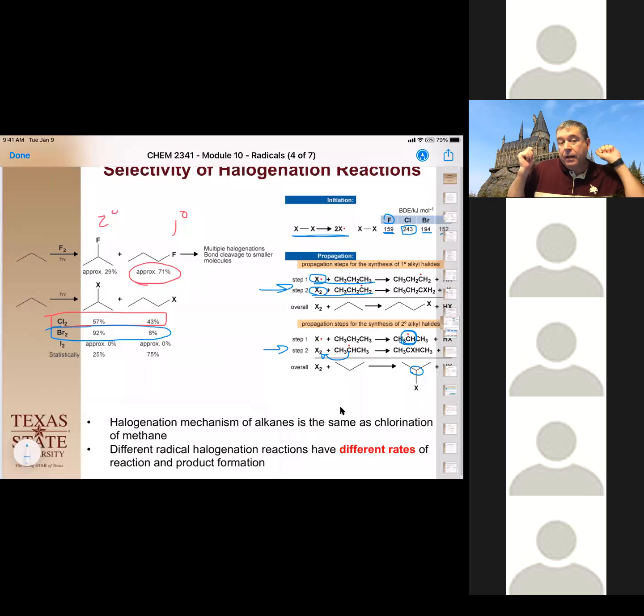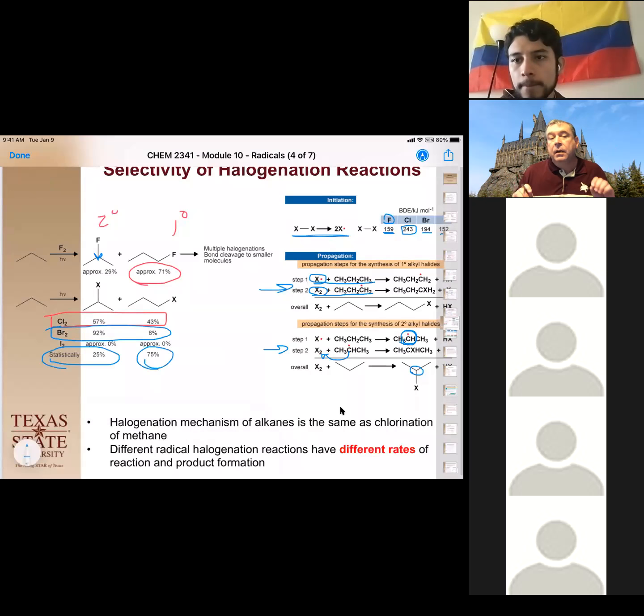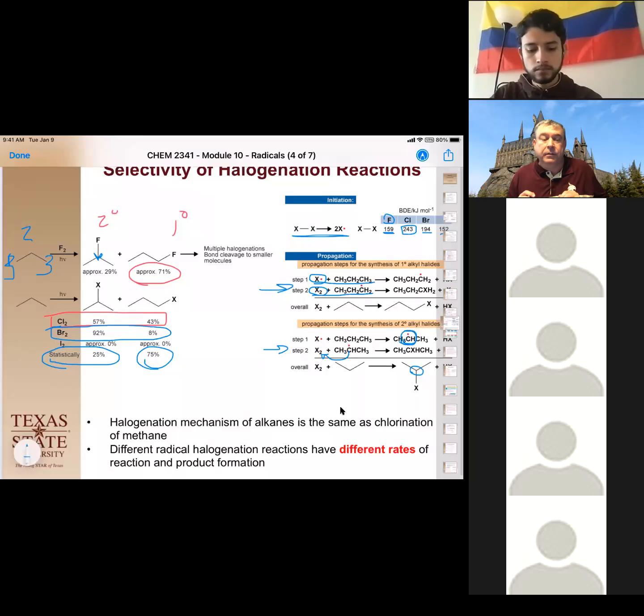And it doesn't work at all because of thermodynamics. All right, so now we also put down here that statistically, 25% should go at this site and 75% should go at that site. What that means is we have three hydrogens here and 2 hydrogens here, which gives us a total of 8 hydrogens, which means 25% of those are the secondary hydrogens, and 75% of those are the primary hydrogens.